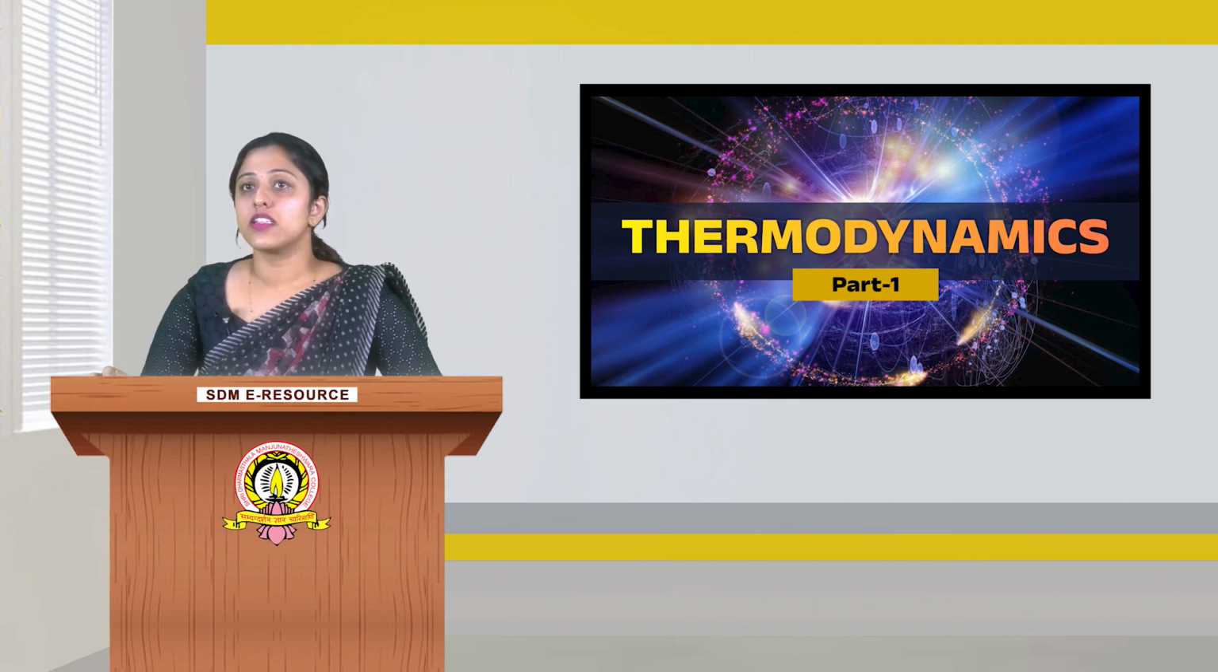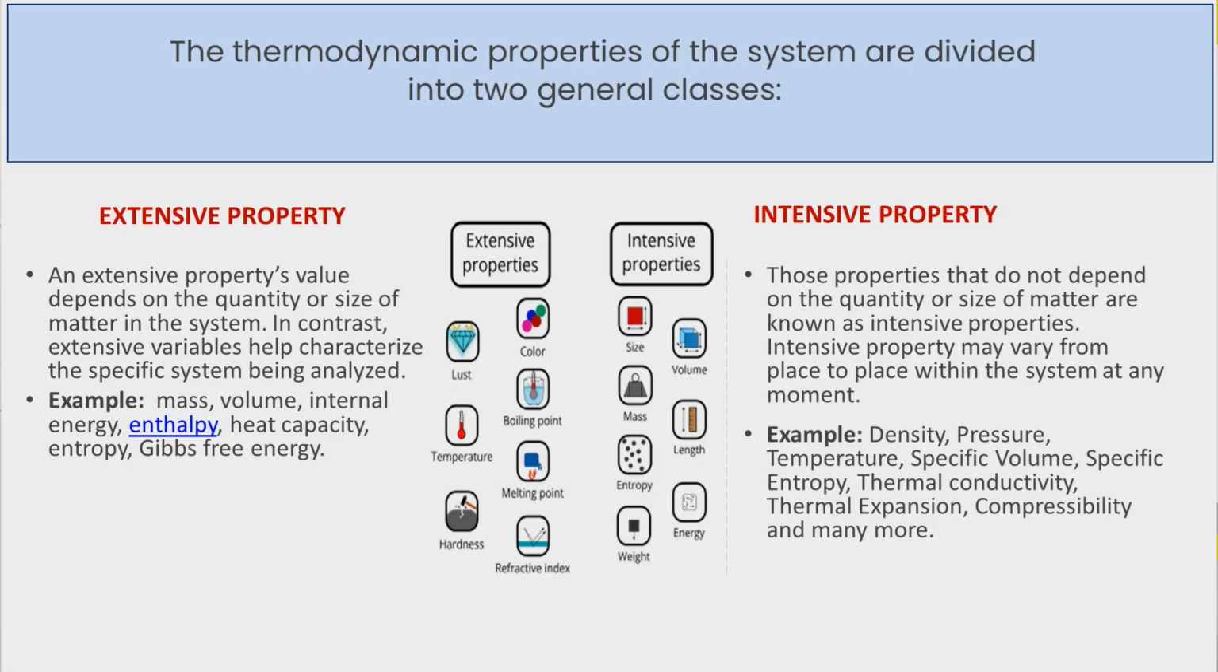Let us discuss two more properties under the thermodynamic system. They are extensive property and intensive property. Now what is an extensive property? An extensive property's value depends on the quantity or size of matter in the system. In contrast, extensive variables help characterize the specific system being analyzed. For extensive properties, we can take the examples of mass, volume, internal energy, enthalpy, heat capacity, entropy and Gibbs free energy.